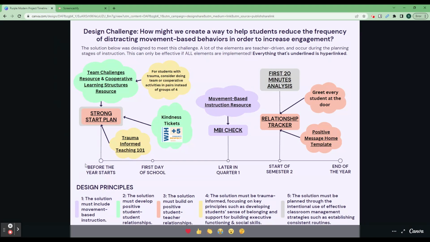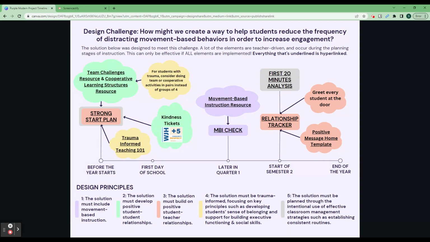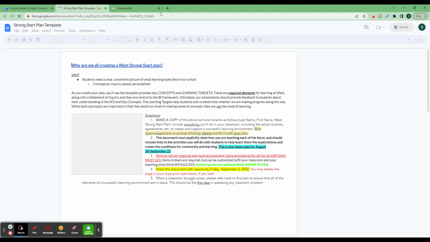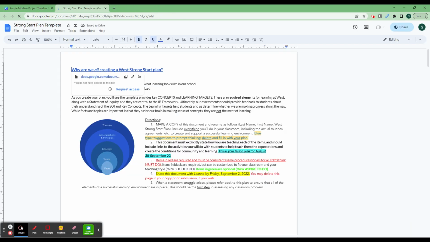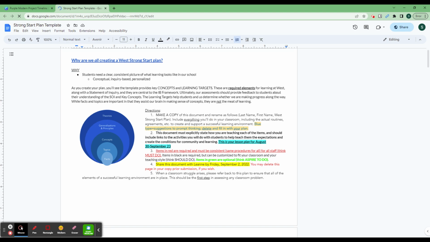So for practical use, everything that's underlined is hyperlinked, which would provide a teacher with a template or the resource that's needed to do that part of the solution. So before the school year starts, the base activity that we're going with is the West Strong Start Plan. So if you click on the hyperlink, most teachers at West are familiar with the Strong Start Plan already.